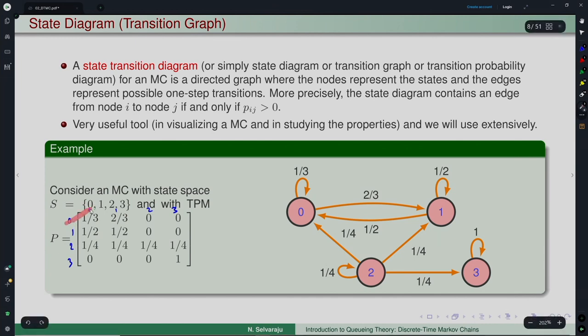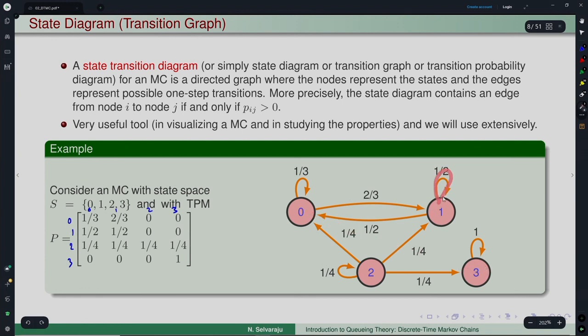Now, P00 is 1 by 3, which is represented as a self loop with 1 by 3 written on top of it. So, this is the arc representing P00, what happens in one step. P01 is 2 by 3. So, from 0 the probability of moving to 1 in one step, so that direction is from 0 to 1 with 2 by 3 written on top of it. And 0 to 2 it is 0, so there is no arc. We do not represent zeros here, only positive probabilities are mentioned. So, 0 to 2 it is 0, so there is no directed arc here. Similarly, from 0 to 3 there is no directed arc.